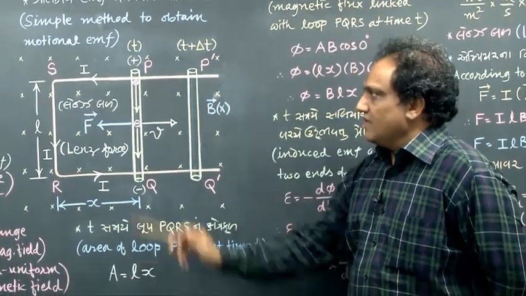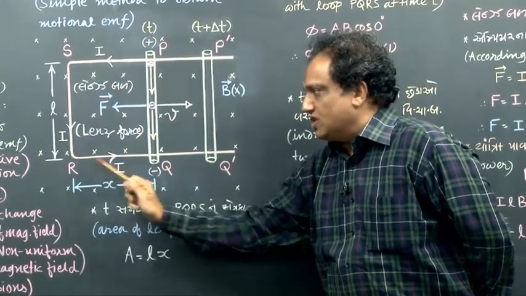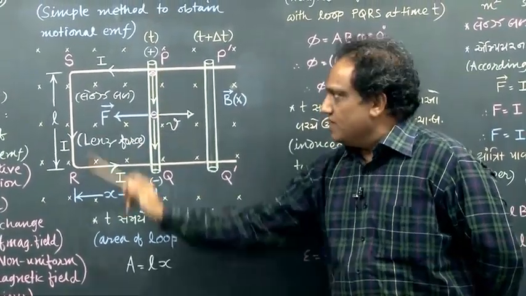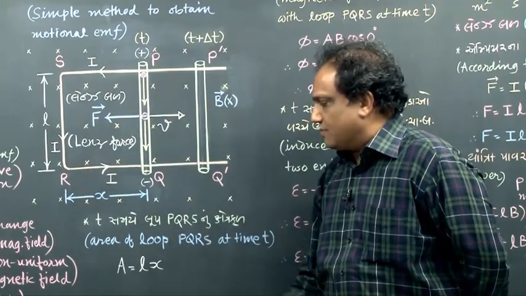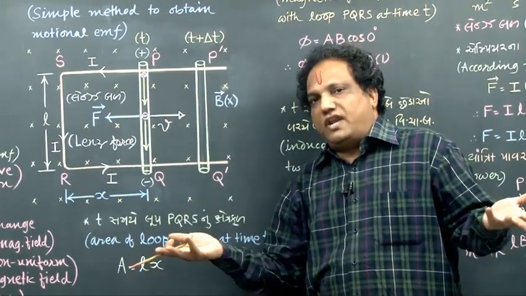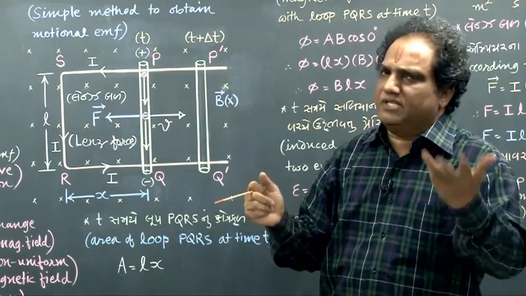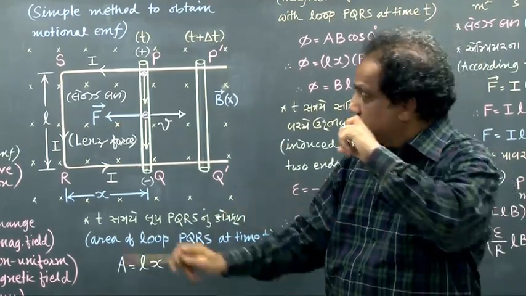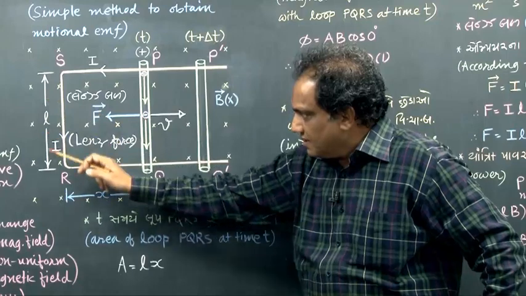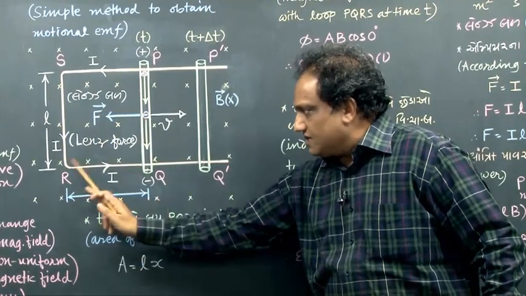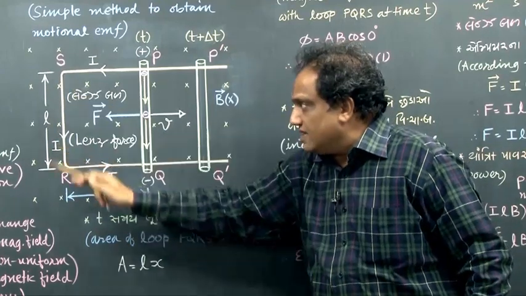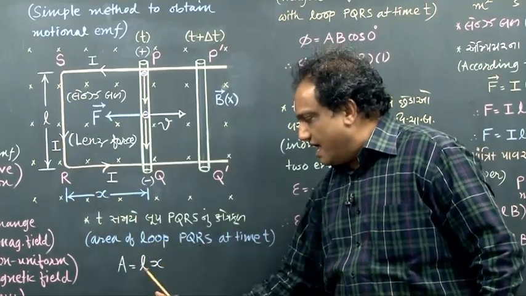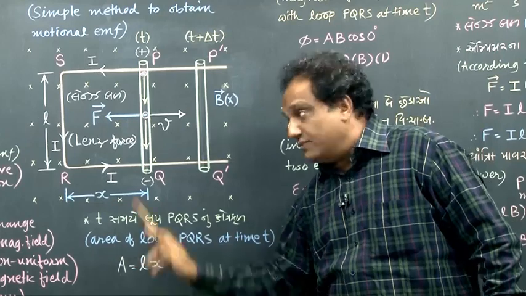And now tell me, here you find one closed loop. What is a closed loop? This one, correct? And the area of this closed loop is suppose capital A. You know, for a rectangle, what is the area formula? Very simple. Length into breadth. This much is length, this much is length, and this much is breadth, which is x. Length is L, breadth is x. Length into breadth will give you the area of this loop.